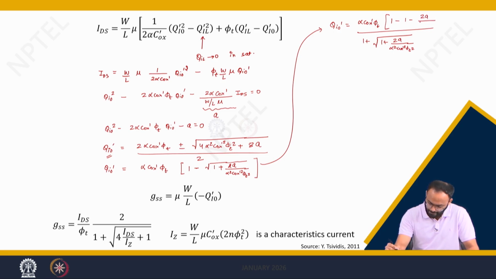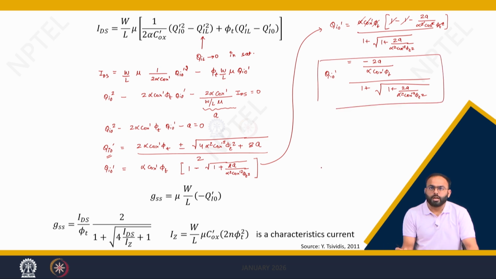2A by alpha square into COX square into phi t square. This gets cancelled, this gets cancelled, you will get minus 2A by alpha into COX dash into phi t divided by 1 plus square root of 1 plus 2A by alpha square COX dash square into phi t square. This is what QI dash 0 is. Now to calculate GSS, we need to take W by L into mu into minus of QI dash 0. So this minus and that minus will get cancelled.